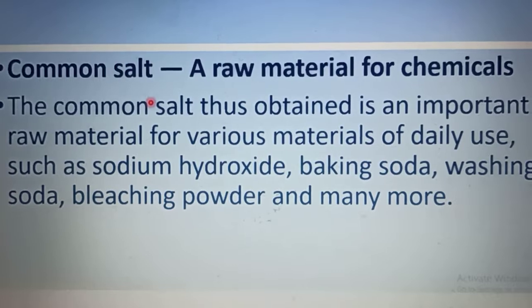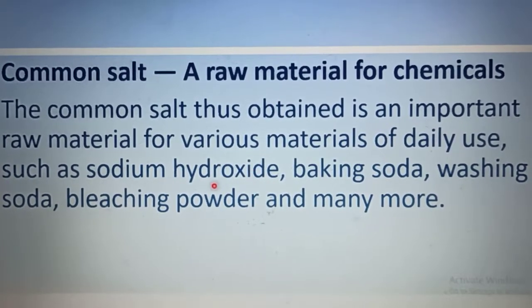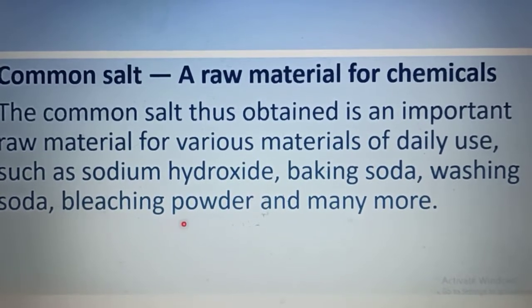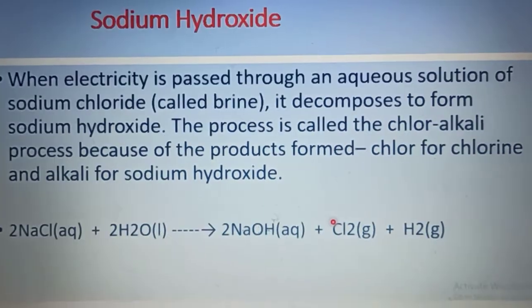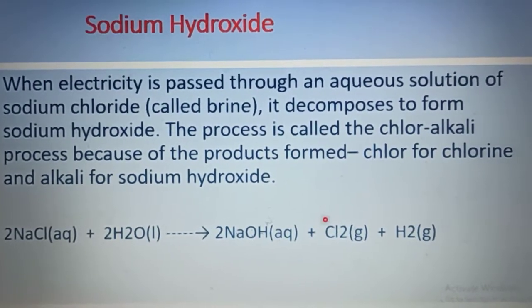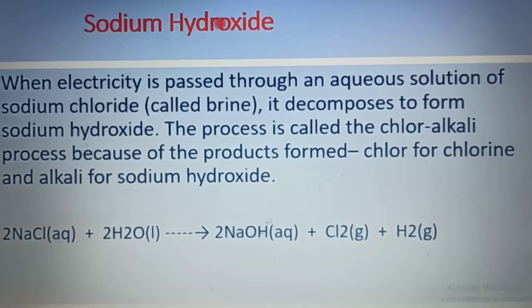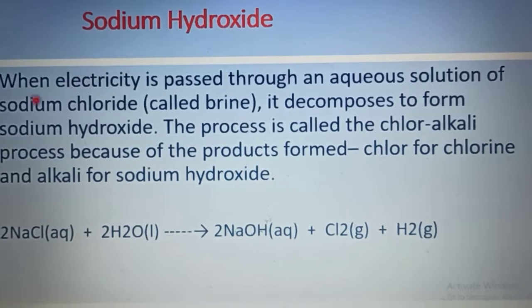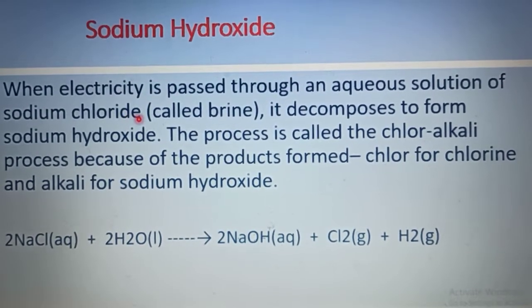And this is the raw material for various chemicals like sodium hydroxide, baking soda, washing soda, bleaching powder, and some other chemicals. First of all, we will see about sodium hydroxide. How is it prepared? When electricity is passed through an aqueous solution of sodium chloride.